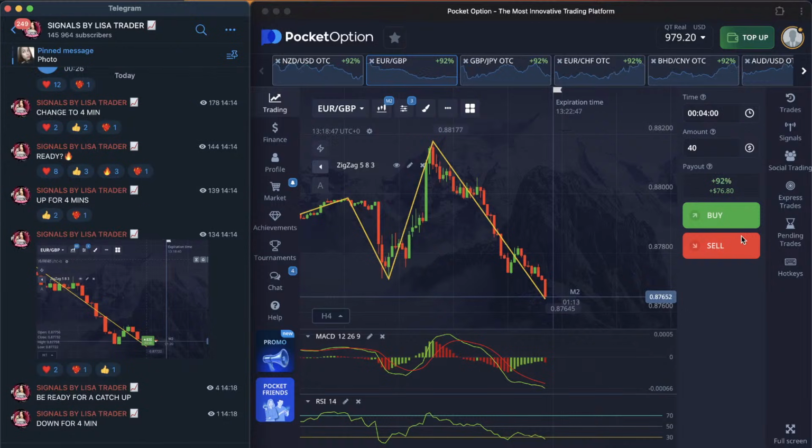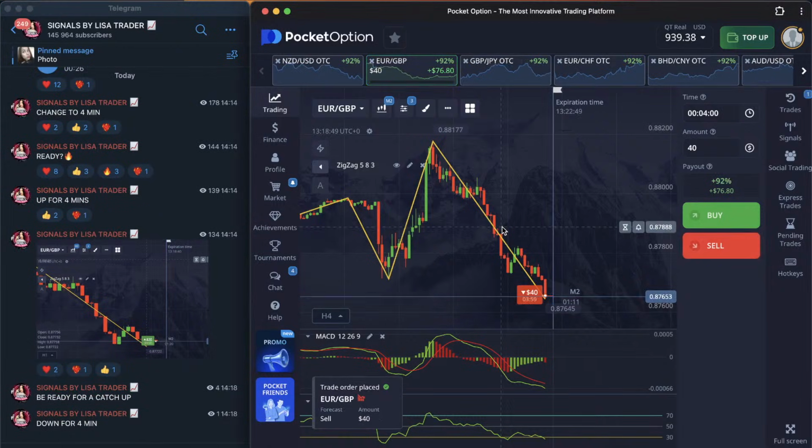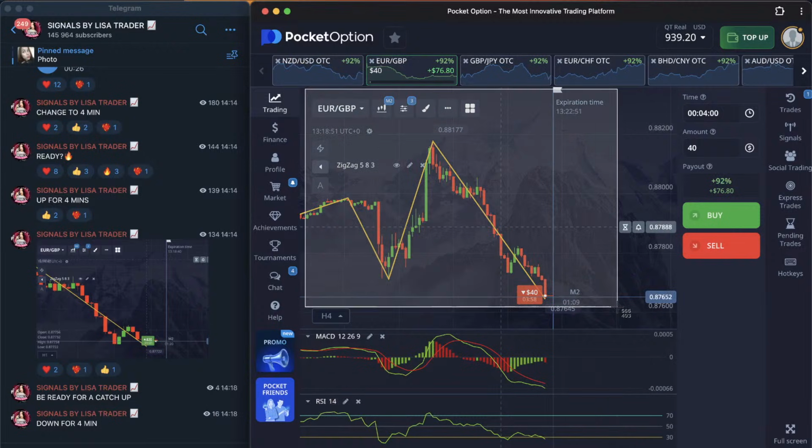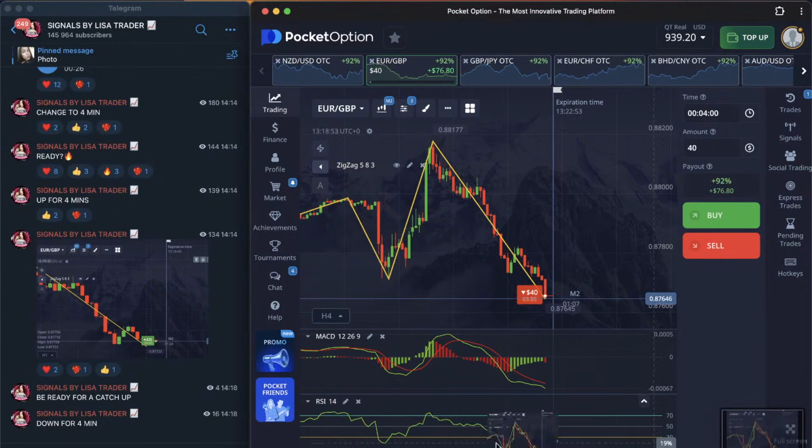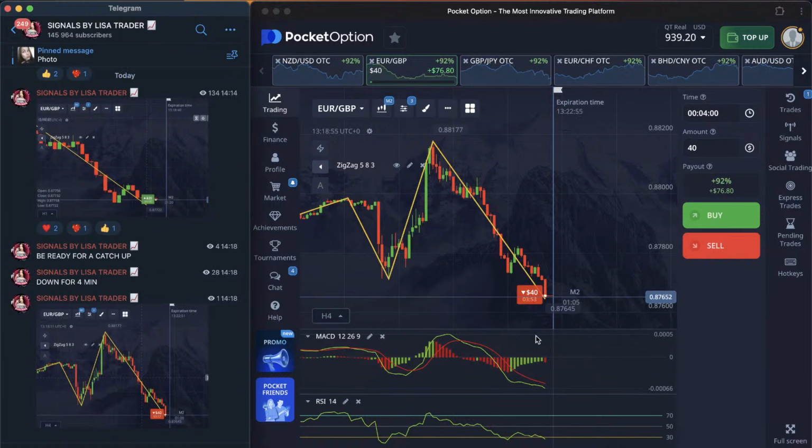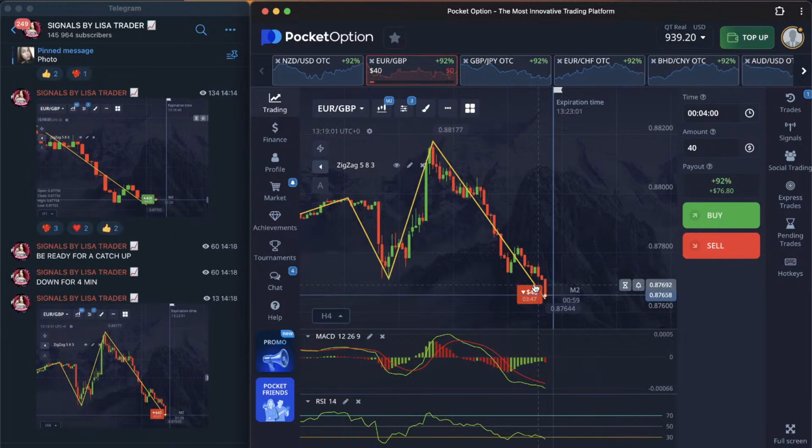Okay, we're gonna open a trade here again. The payout is already 92%. It's pretty good. And I decided to open a trade here down again because, as we can see, it broke the previous support level. So it's showing that the sellers are pretty strong here.